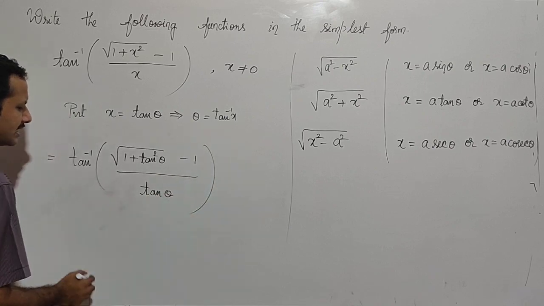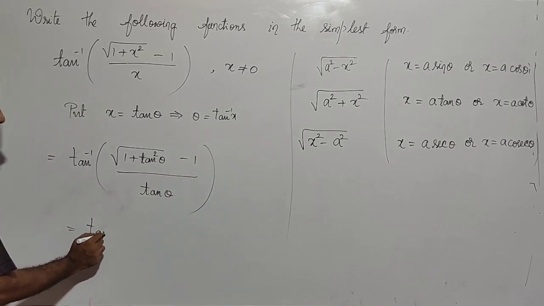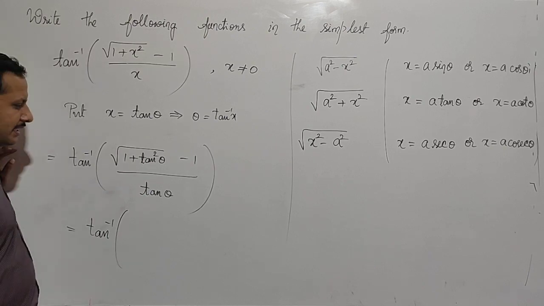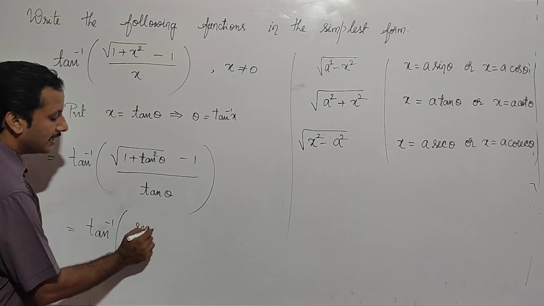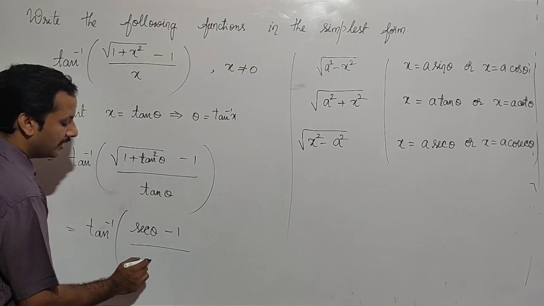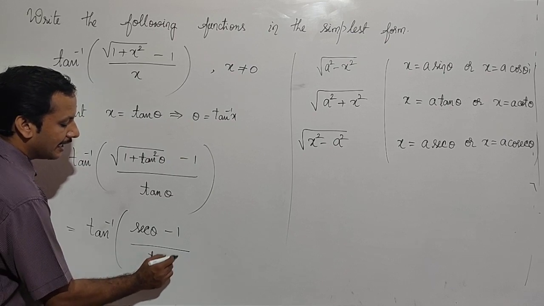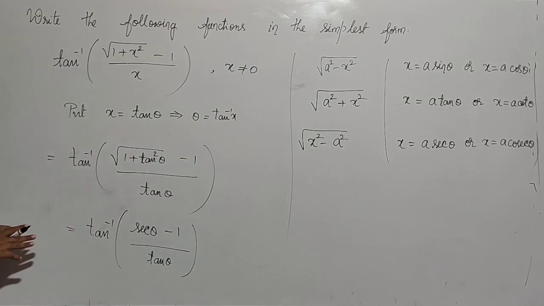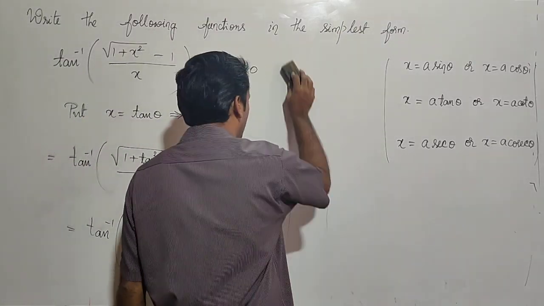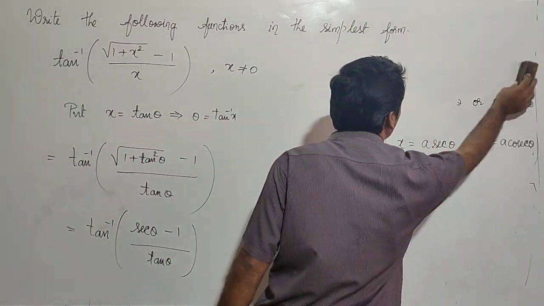I am taking x as tan theta. So then tan inverse of root of 1 plus tan square theta, as we know, is equal to secant square theta. Root of secant square theta, I'll write it as secant theta, minus 1 divided by tan theta. Okay. Further simplification we have to do.